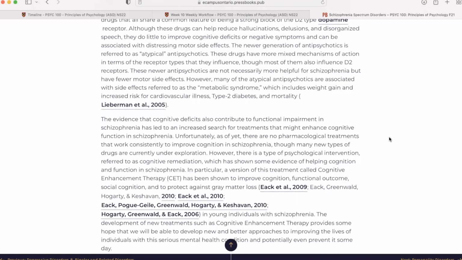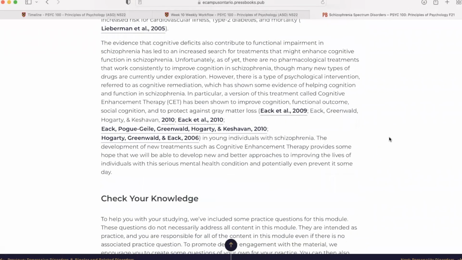The evidence that cognitive deficits also contribute to functional impairment in schizophrenia has led to an increased search for treatments that might enhance cognitive function in schizophrenia. Unfortunately, as of yet, there are no pharmacological treatments that work consistently to improve cognition in schizophrenia, though many new types of drugs are currently under exploration.